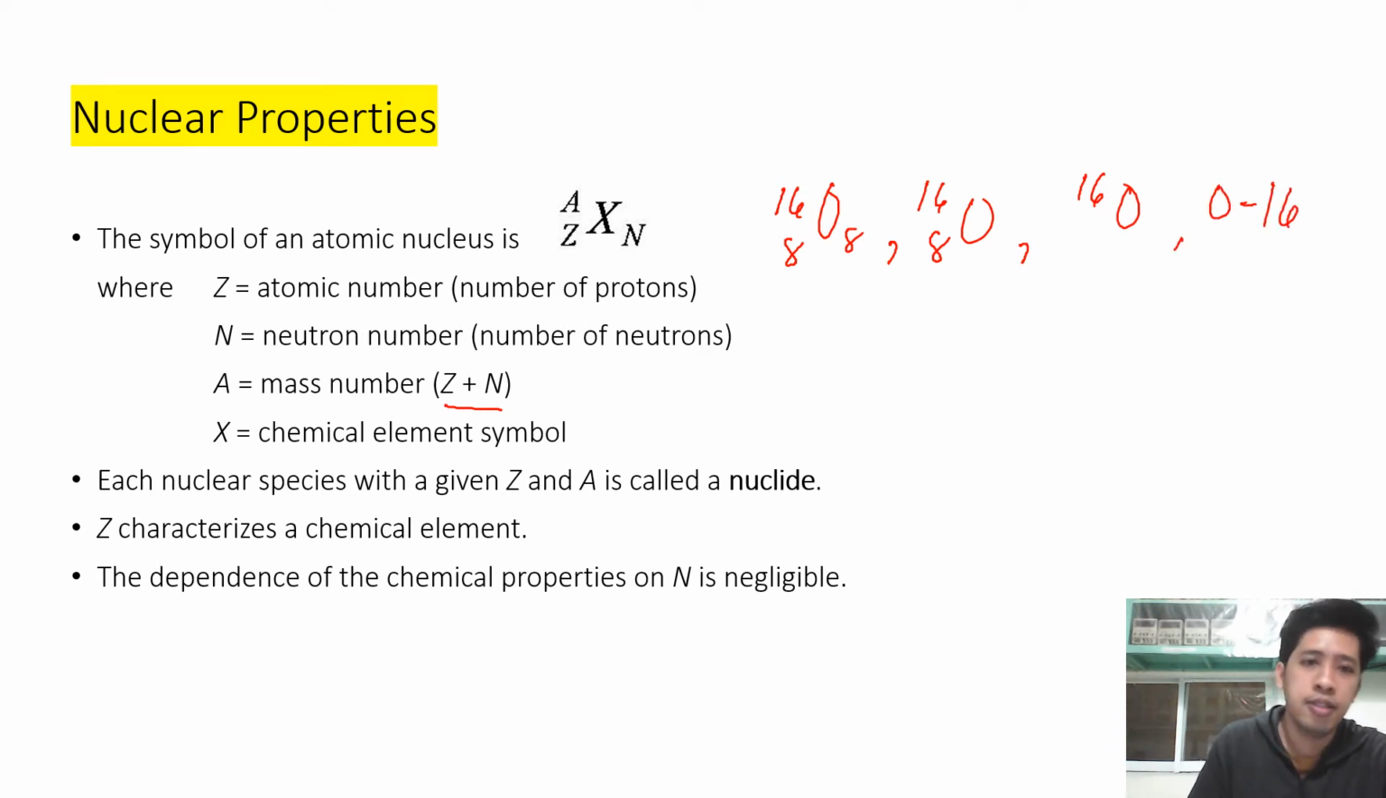Each nuclear species with a given Z and A is called a nuclide, and Z characterizes the chemical element. The dependence of the chemical properties on N, however, is negligible. That is why the N here is usually omitted. So you usually just see this one or this one here.